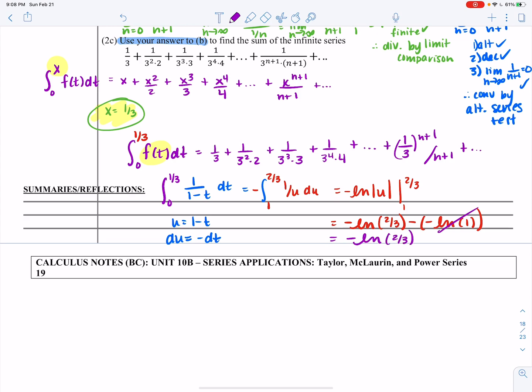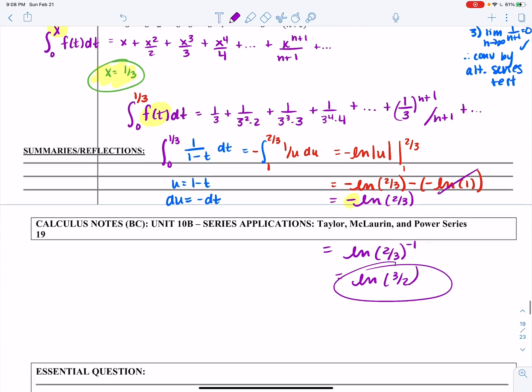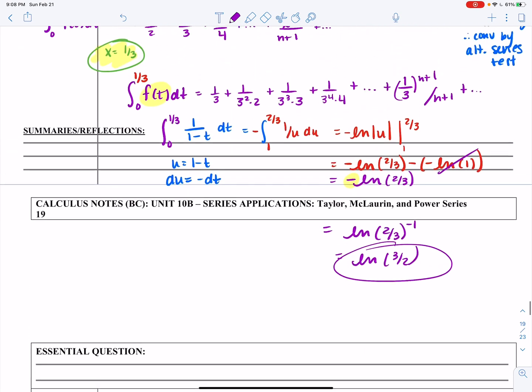If I put this negative exponent right here back, this is really the same thing as the natural log of 2/3 to the -1 power, which is the natural log of 3/2. Guys, this is the sum of that series. It's just the series evaluated at that value, okay? So that's where I'm going to take you for today.